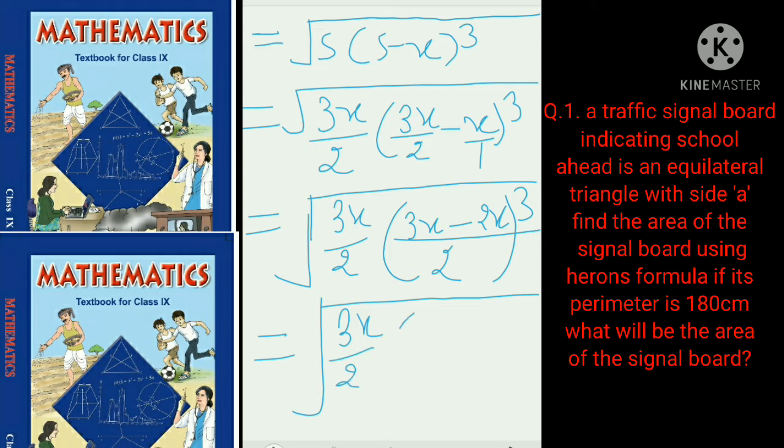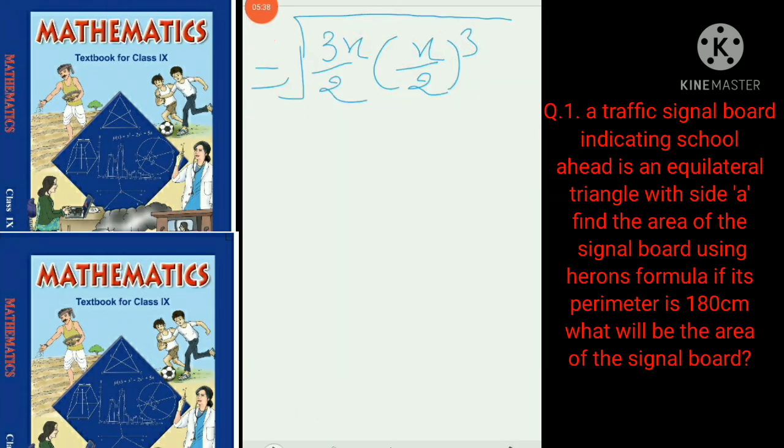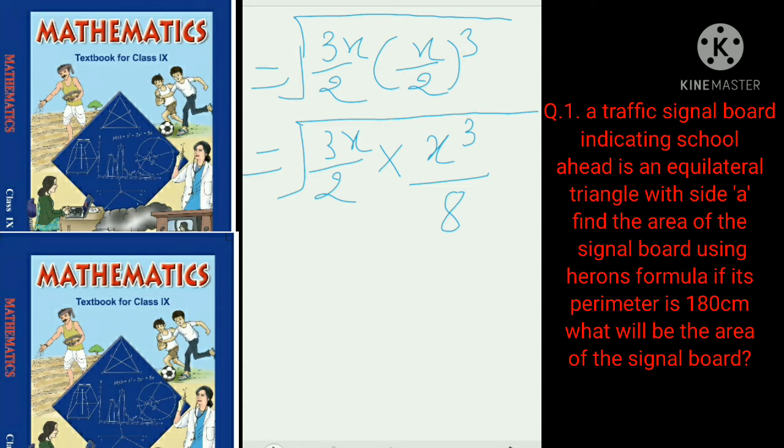Then after this, 3x upon 2. Now 3x minus 2x will give us x, so x upon 2 whole cube. Okay, so after this, see, again I'm going to simplify. So 3x upon 2, now I'm going to open the bracket. So x, when you multiply 3 times, will give us x to the power 3, and when you multiply 2 three times, it will give us 8.